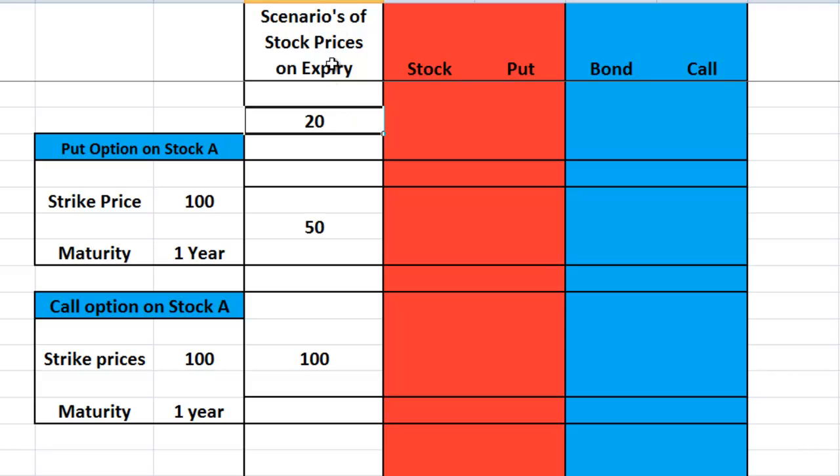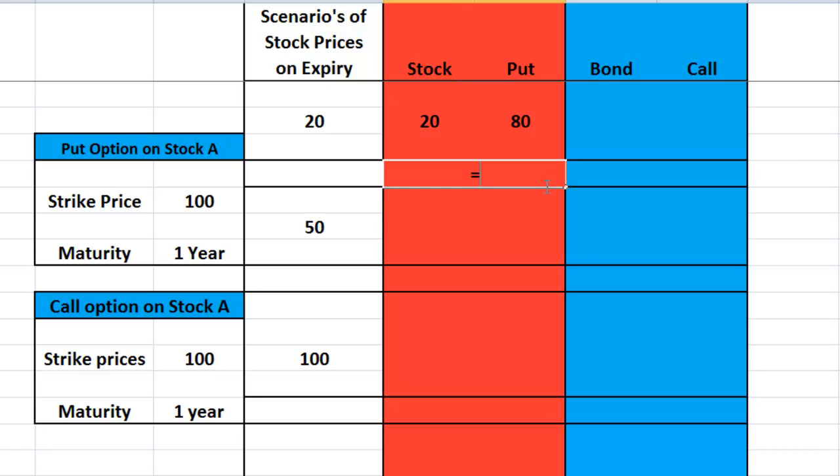So what happens if the actual price of the stock by the end of the year, that means on maturity, was exactly 20? In that case, the value of stock is 20. What is the value of put option? Something which is worth 20, I have a right to sell that asset in the market at 100. That means the value of put option is 80. The price of put option on the date of expiry would be exactly equal to its intrinsic value. That means the total value of the portfolio on the left is going to be 100.